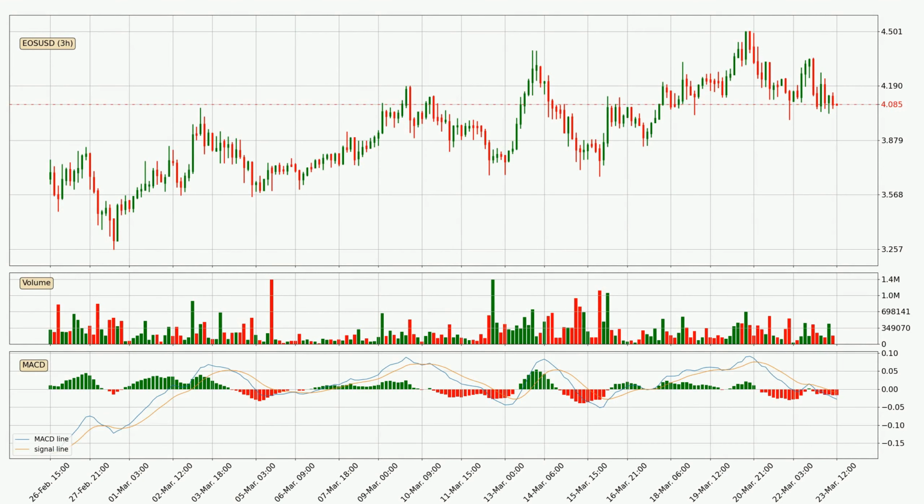Jumping to the 3-hourly MACD, the MACD line is below the signal line, which shows that the current trend is on the downside. The MACD histogram shows that the momentum is currently strong and it could be expected the price to go further to the downside.